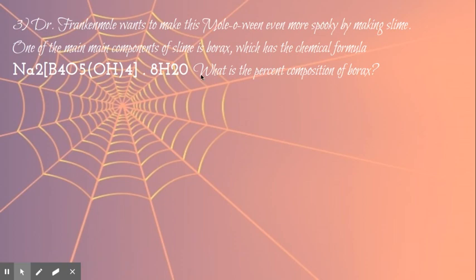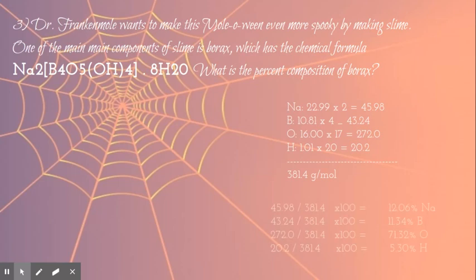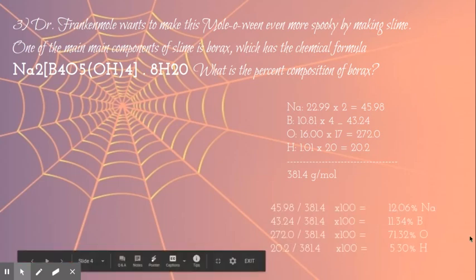So if that's the case, the first step I would do is to find the molar mass of each individual substance and then add them all together like I did over here. And then from there, since we're looking for the percent composition, now we take each individual element and put its mass over the total mass to get the percent. And those should be all your answers.